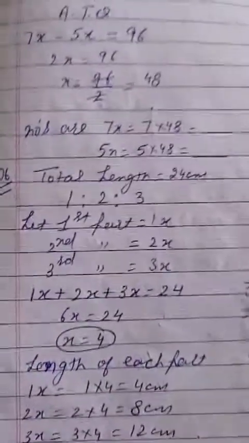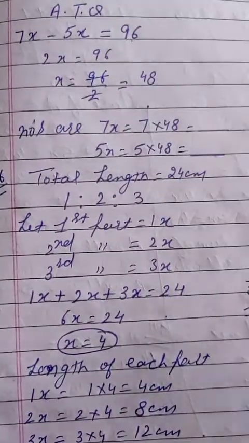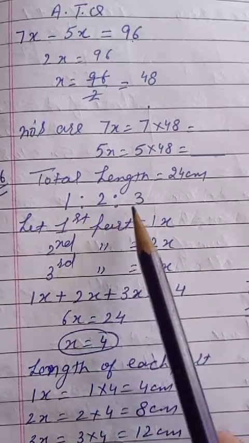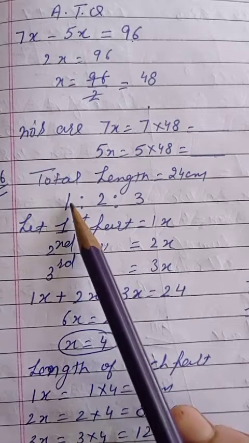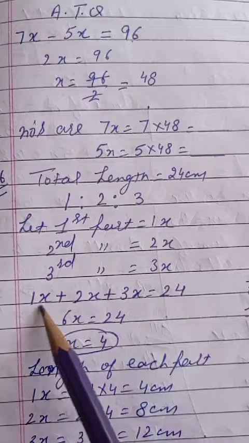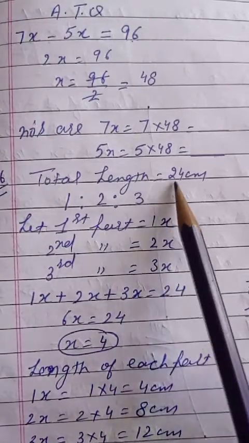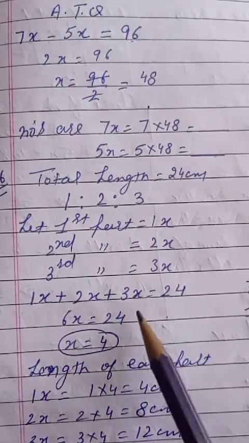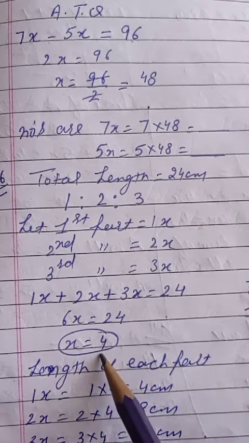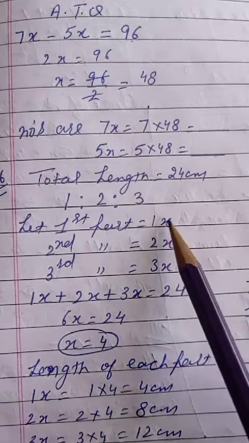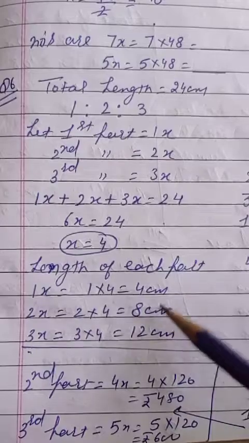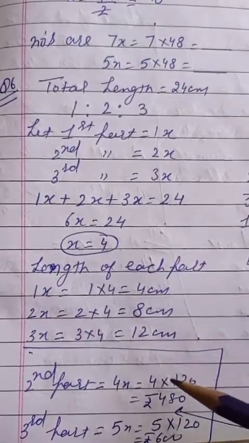Next is question number 6. A line segment of length 24 centimeters is to be divided in the ratio 1:2:3. So let the parts be, first part 1x, second is 2x, third is 3x. Because these are the parts of this line only, when you add these parts, the sum will be equal to 24. So from here the value of x can be obtained. Then put this value of x over here and then you can find the fixed length of the parts of the line segment.